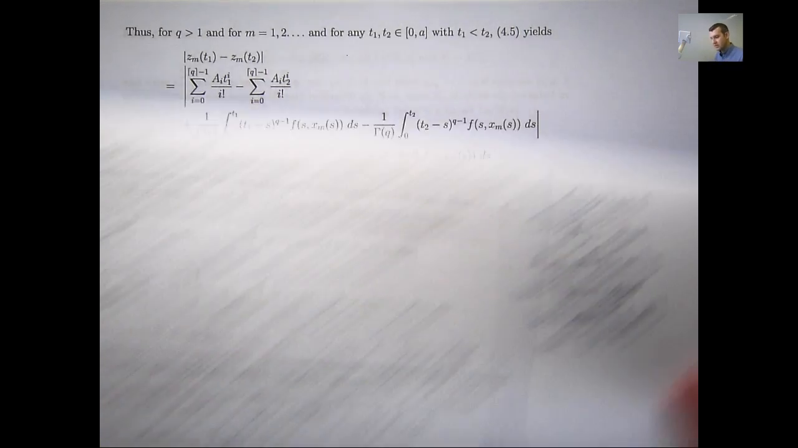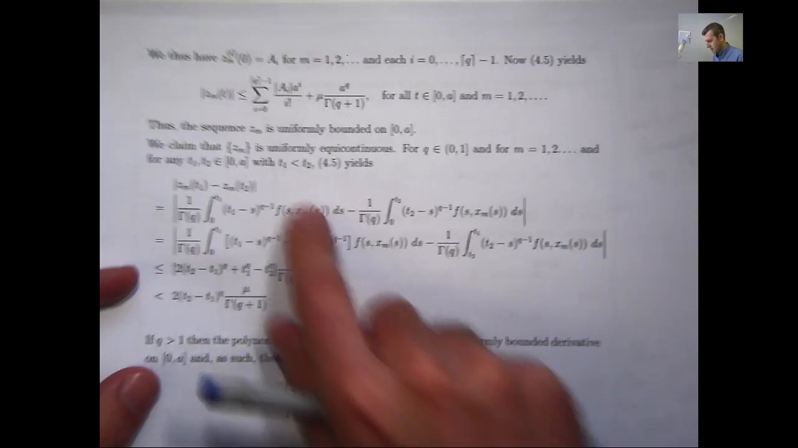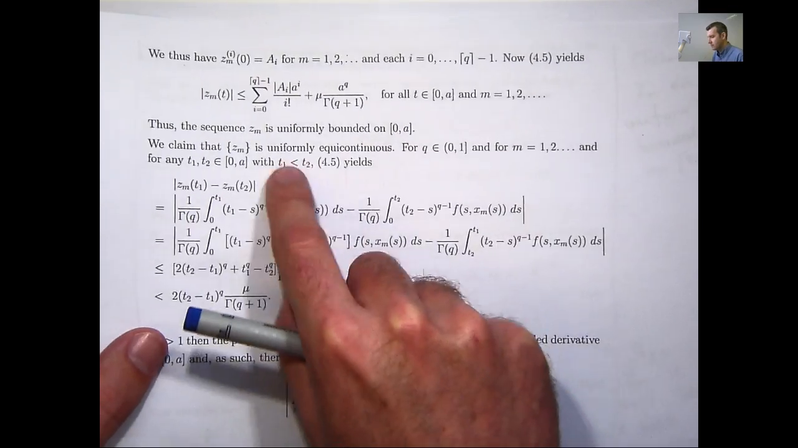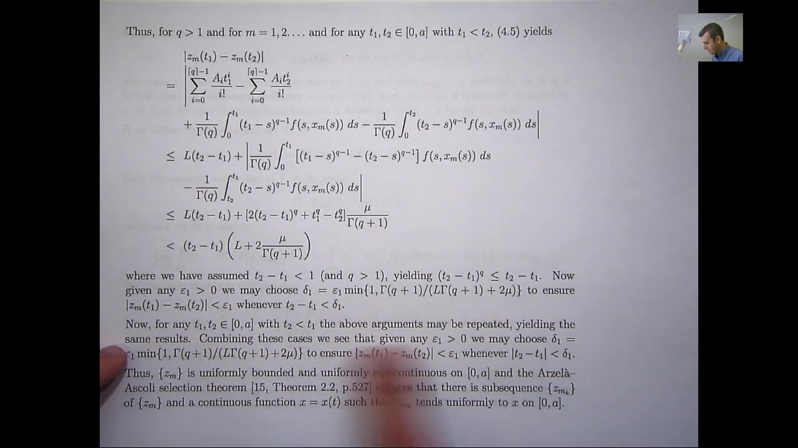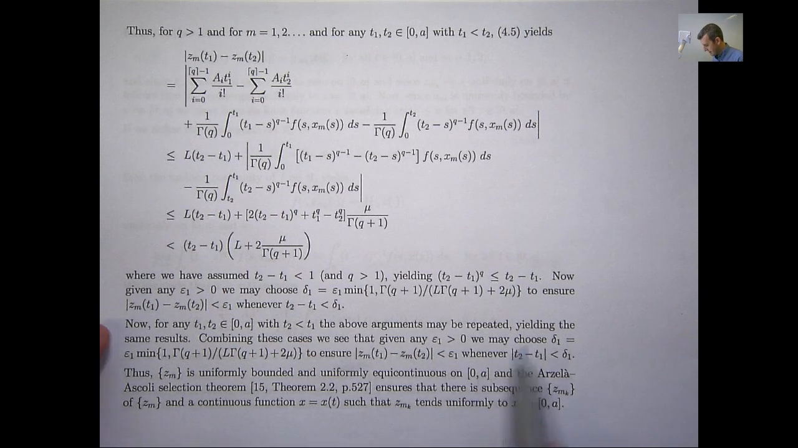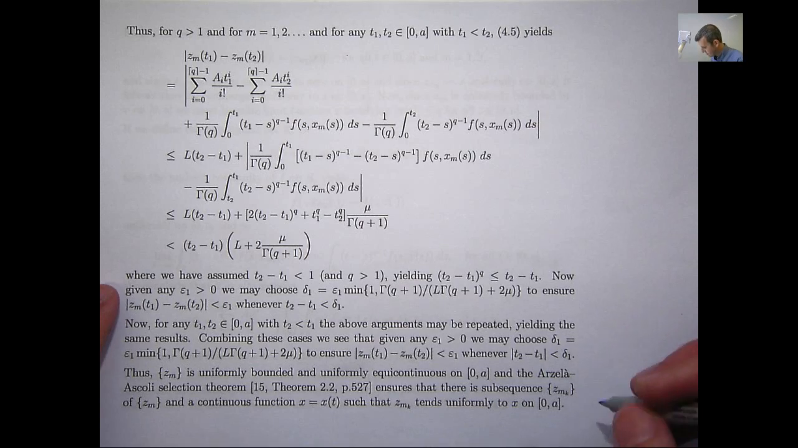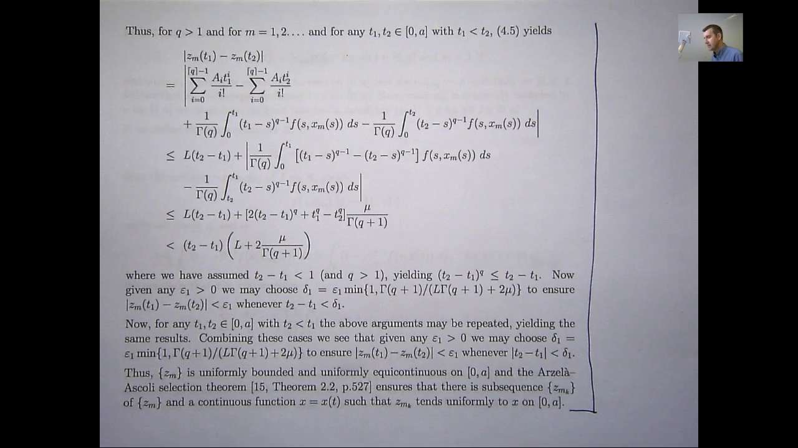Okay, well, that was the case when this is the case. Well, if you just reverse those, so you just replace t2 with t1, you can repeat the argument again. Okay, so essentially you can combine the two cases and show that Z sub m is uniformly equicontinuous. So I guess that's the end of the previous step, showing that Z sub m is uniformly bounded and uniformly equicontinuous on the interval 0 to a.